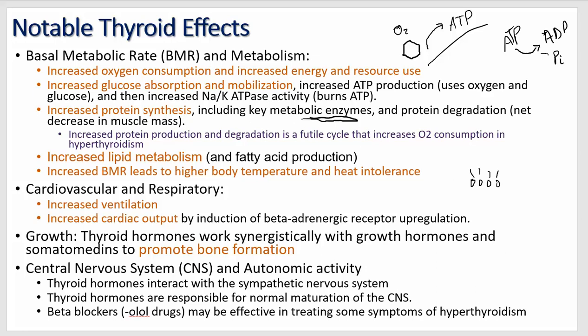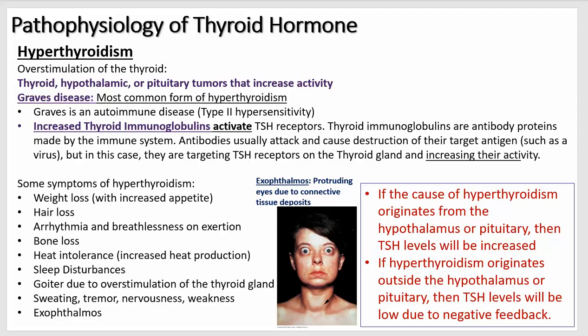So central nervous system and autonomic activity. Thyroid hormones interact with the sympathetic nervous system. They're responsible for normal maturation of the central nervous system. And then we also talked about the increase in receptors that we see here of the beta adrenergic receptors. And so beta blockers, the -lol drugs, may be effective in treating some symptoms of hyperthyroidism. Okay, so if someone has hyperthyroidism and cardiac effects, then you can give beta blockers, if everything else warrants it, and that can reduce it. Give them metoprolol, carvedilol, labetalol.